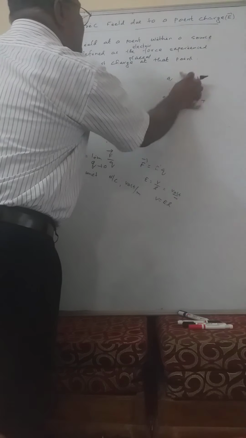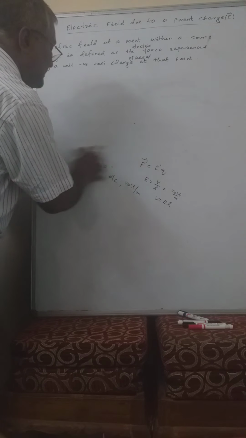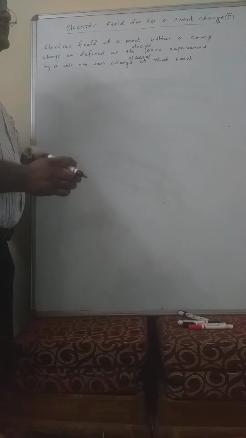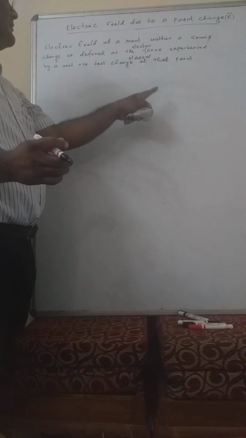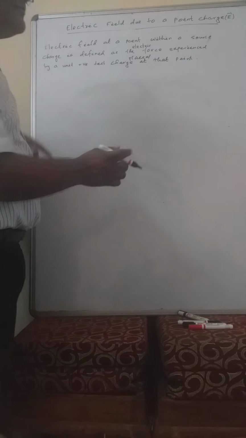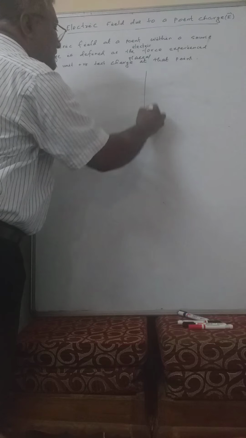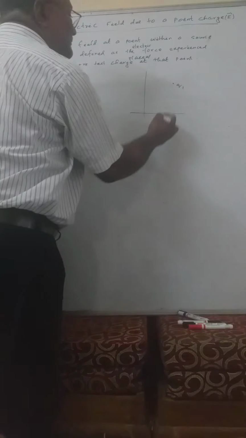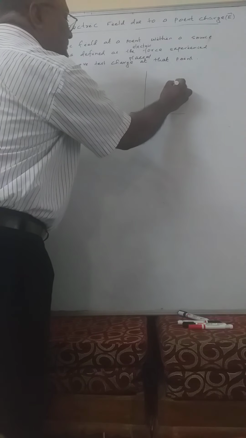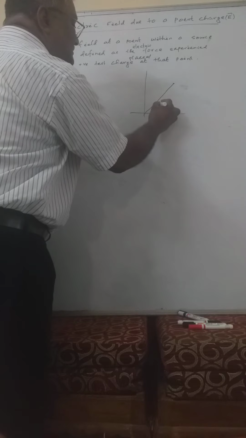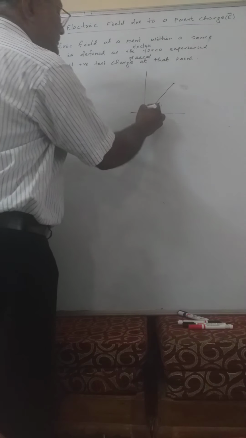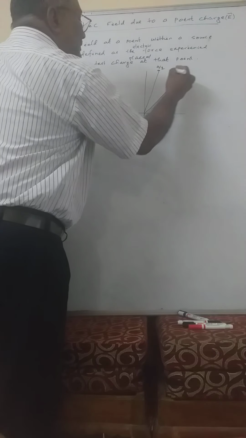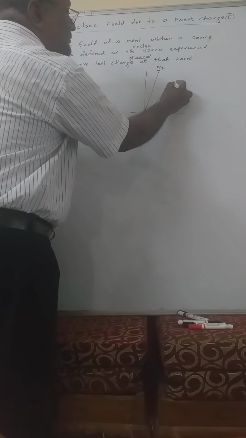Now, due to a system of charges, how will the field be calculated? If a number of charges are there, due to all the charges different fields will be developed, and the field vectors will be added. Let us consider this is charge Q1, or this is the point P where the field is to be found out. Let the distance be r1. There are a number of charges, one is Q1, Q2. So due to Q2, what is the field developed here?